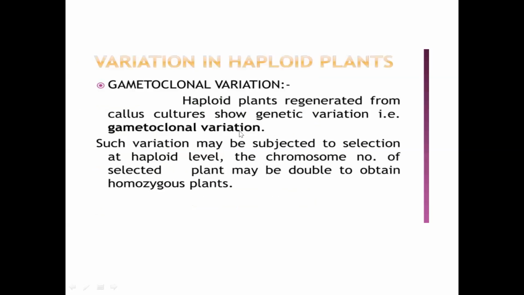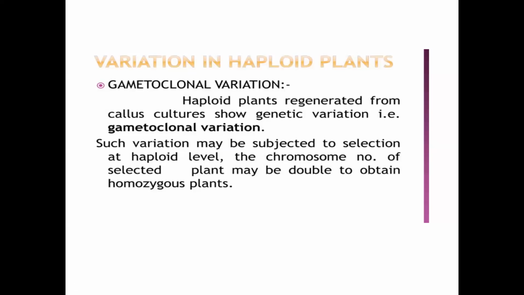So gametoclonal variation is the same as somaclonal. The only thing is, haploid plants regenerated from callus culture which show genetic variation is called gametoclonal variation. Such variation may be subjected to genetic study because they will be more stable. They will be more stable because all the cells will be haploid, all the calli or whatever plant is regenerated from gametes will be haploid. So the variation is more desirable. You can also make it diploid. Even though the cells are haploid, you can use chemical treatment and make it diploid so that the variation will be even more enhanced.